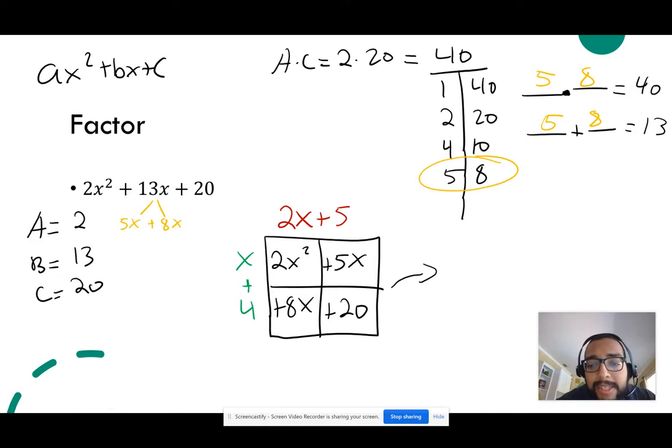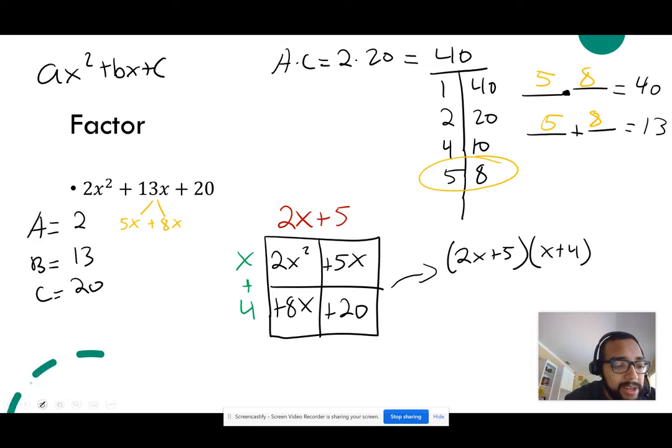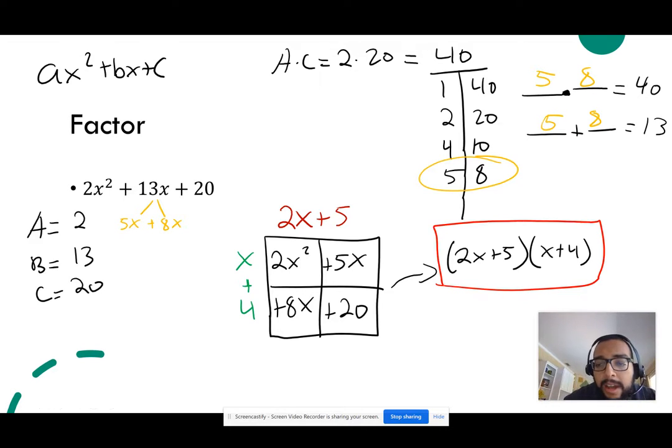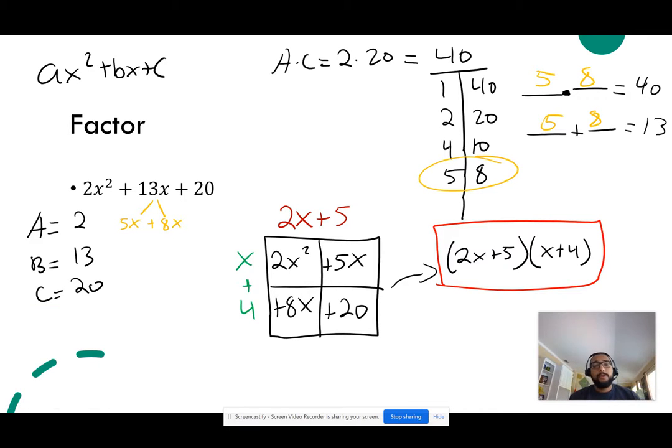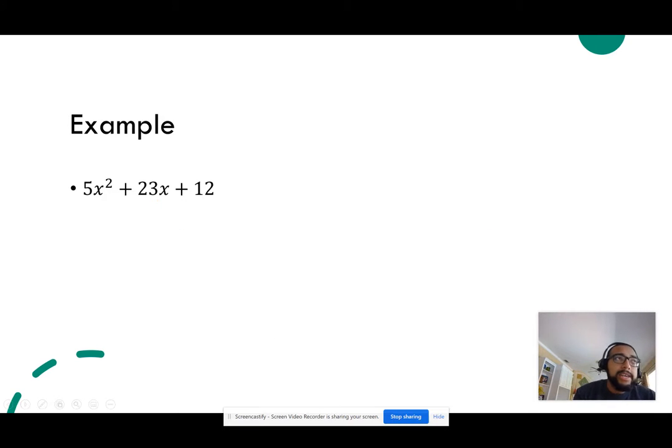So this leads me to say that if I multiply these two binomials, that would get my original expression. Therefore, I factored my expression as 2x plus 5 and x plus 4. Box method, again, is the same as grouping. It's just more organized. That's all it is.